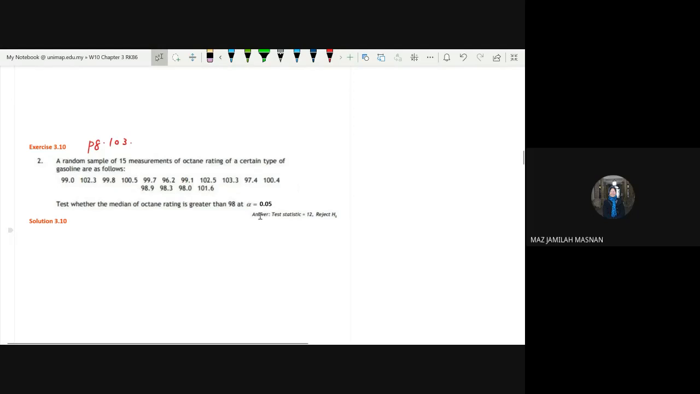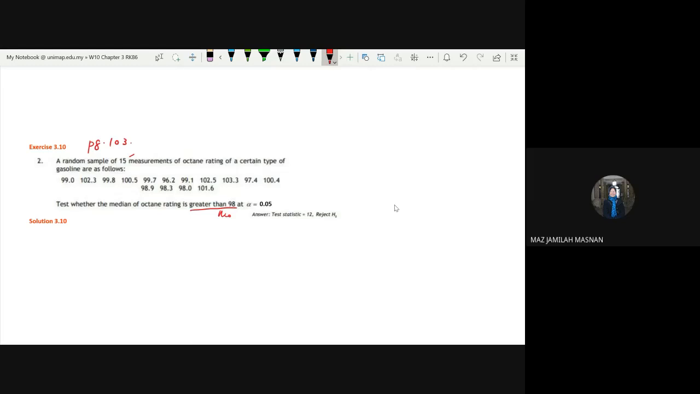A random sample of 15 measurements of octane rating of a certain type of gasoline are as follows. So you are given the rating of octane for certain gasoline. So you have 15 readings altogether. Test whether the median of octane rating is greater than 98. So you can see that this is your hypothesized value, and you have altogether 15 data. So let us solve this one by one.